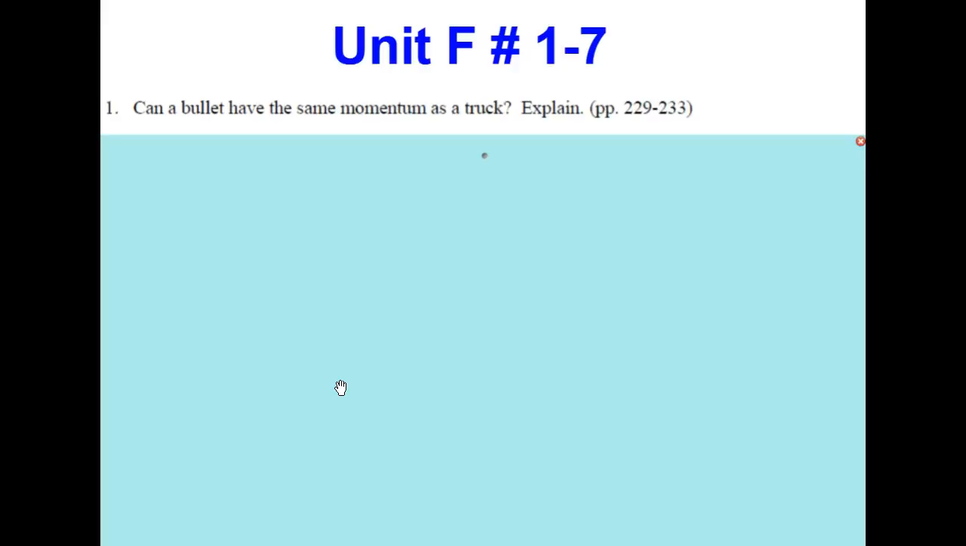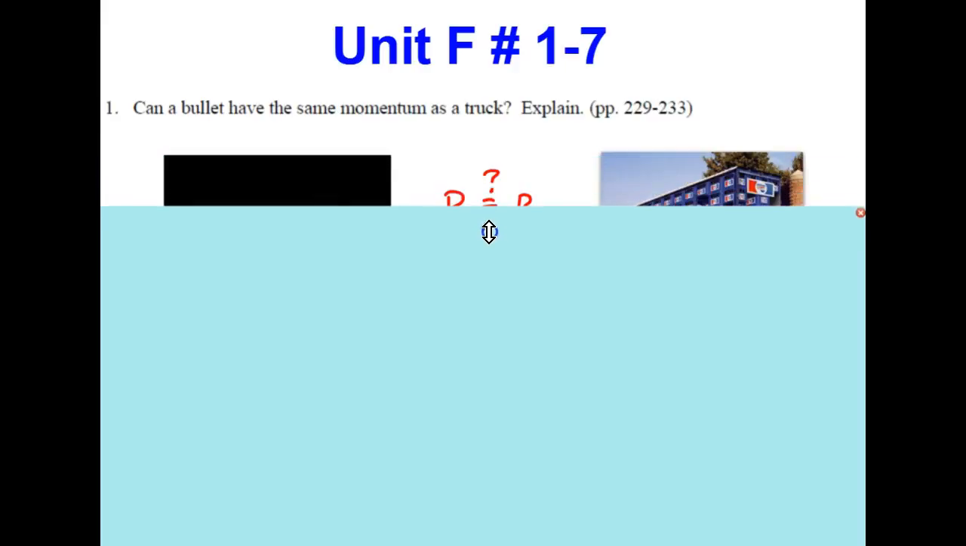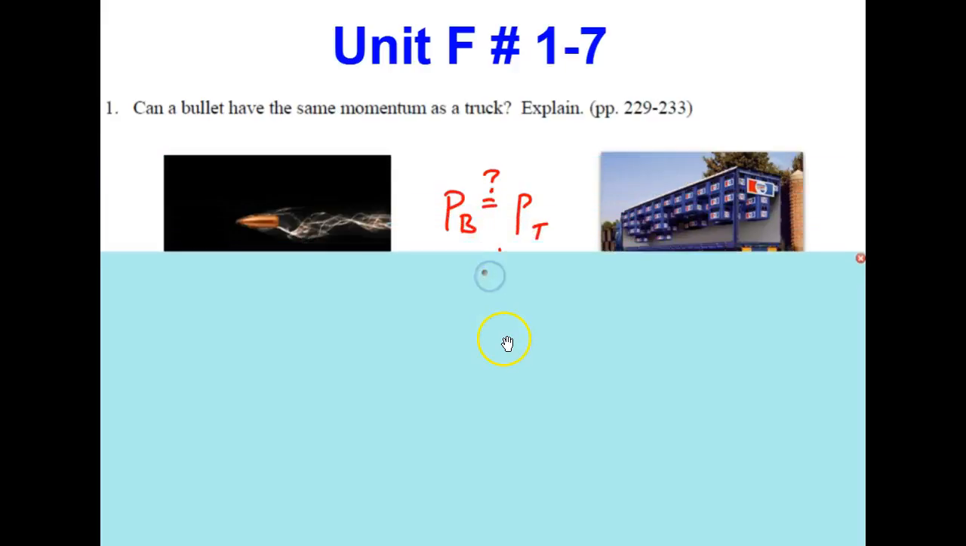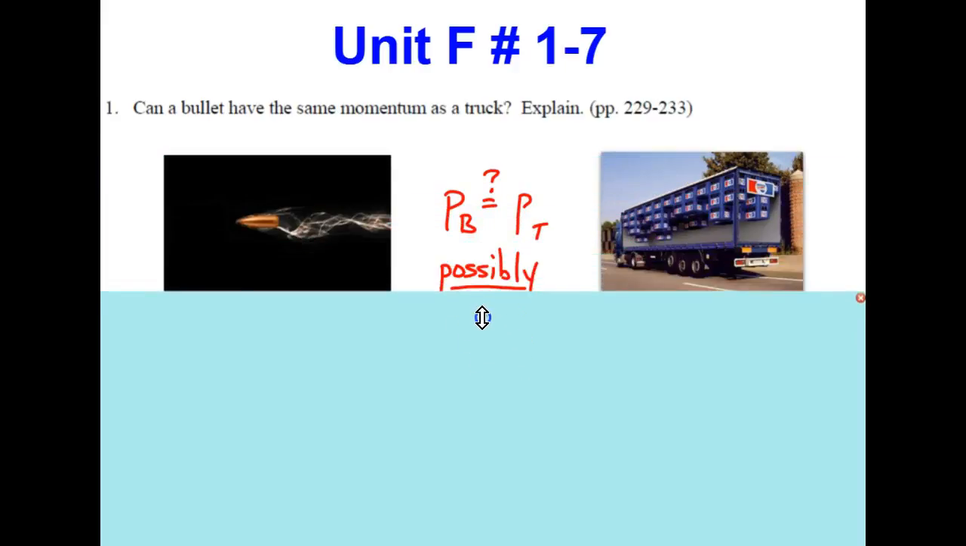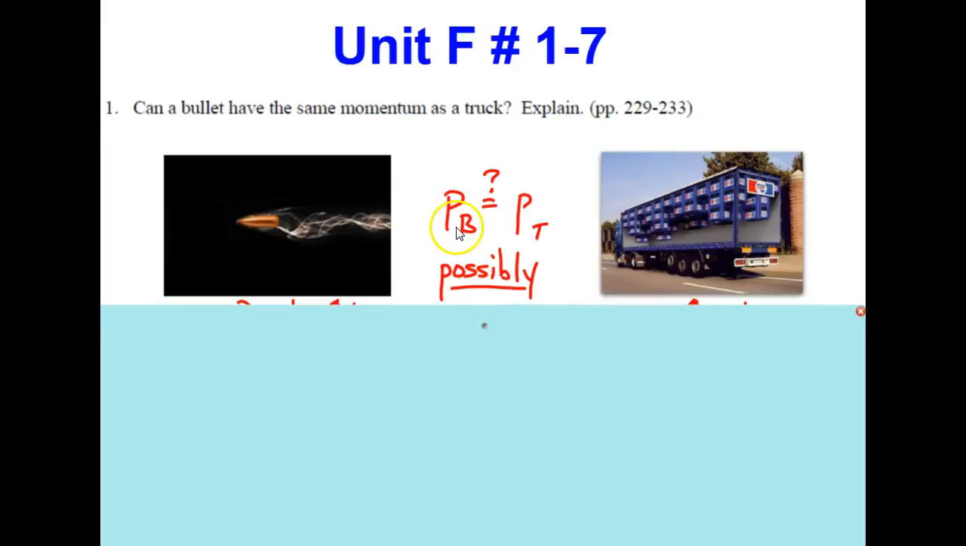Number 1, can a bullet have the same momentum as a truck? And explain your answer. Well, the answer is possibly. Recalling that momentum is a product of an object's mass and velocity, the symbol for momentum is lowercase p, so here we have momentum subscript b for bullet. Could it be equal to the momentum subscript t for truck?